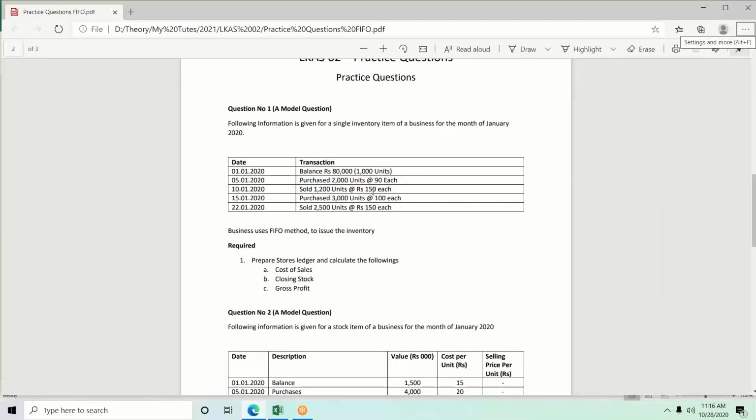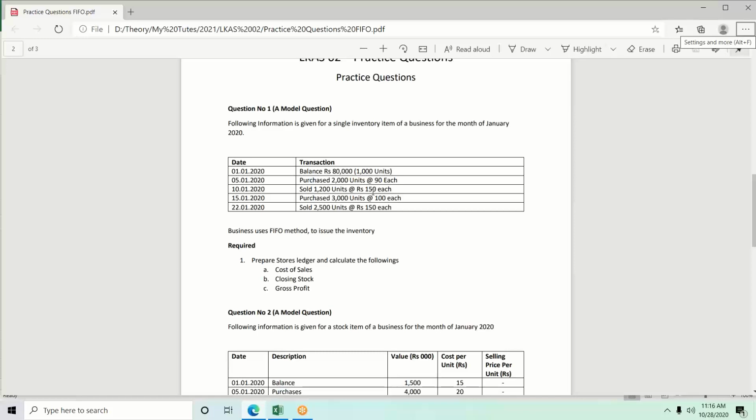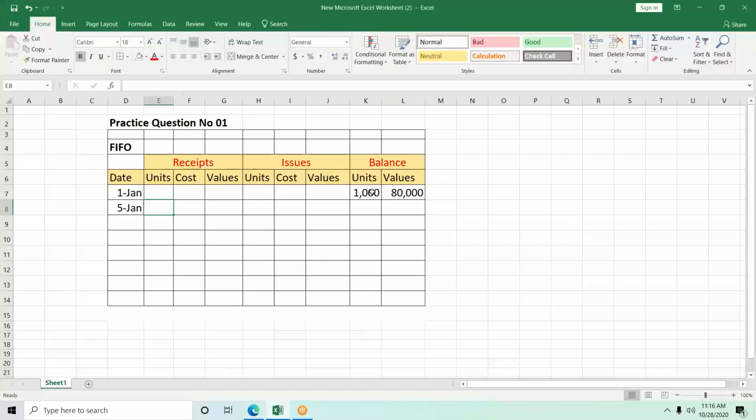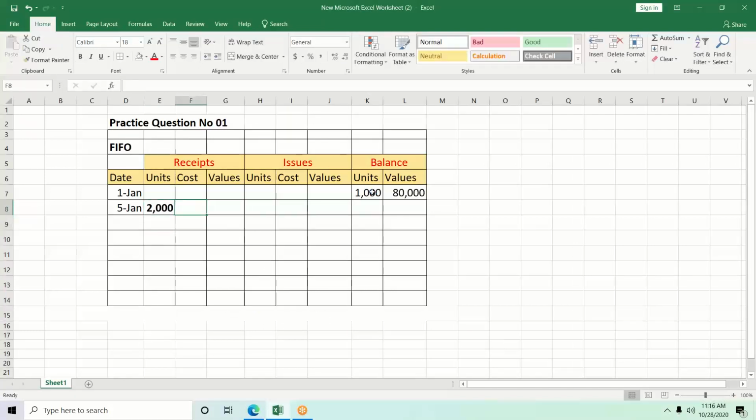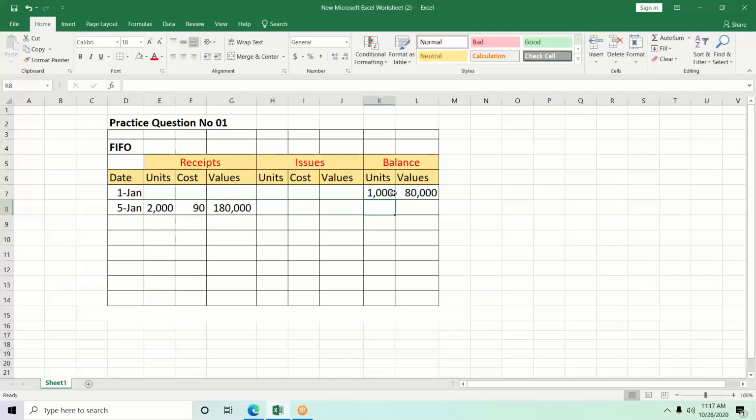Then on 5th January, there was another transaction, that is a purchase of stocks. How many units did you purchase? You purchased 2,000 units, each at 90. The value is 2,000 into 90, which is rupees 180,000. You had 1,000 units, and if you bought another 2,000 units, the stocks become 3,000 units. You had 80,000, and when you bought 180,000, the value of the stocks becomes 260,000.